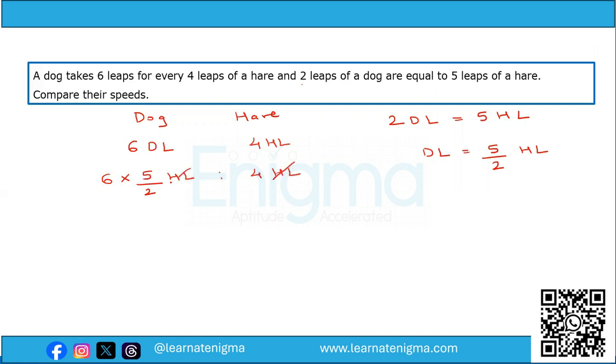So hare leaps gets cancelled out. 2 threes are 6. So therefore, final answer comes out to be 15 is to 4. This is the ratio of the speeds of dog and a hare.